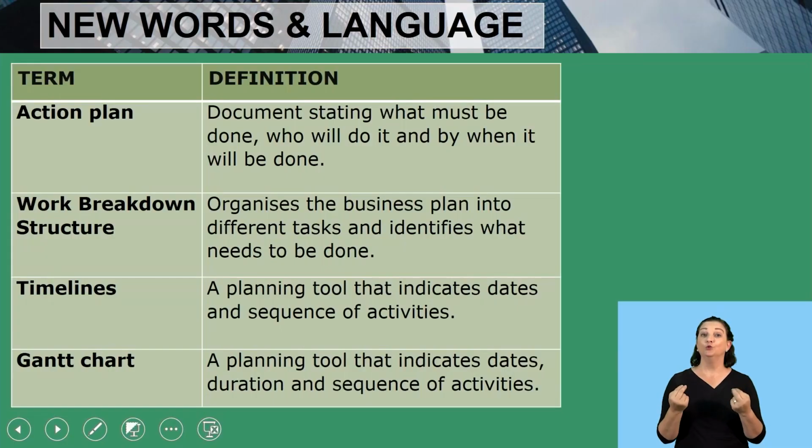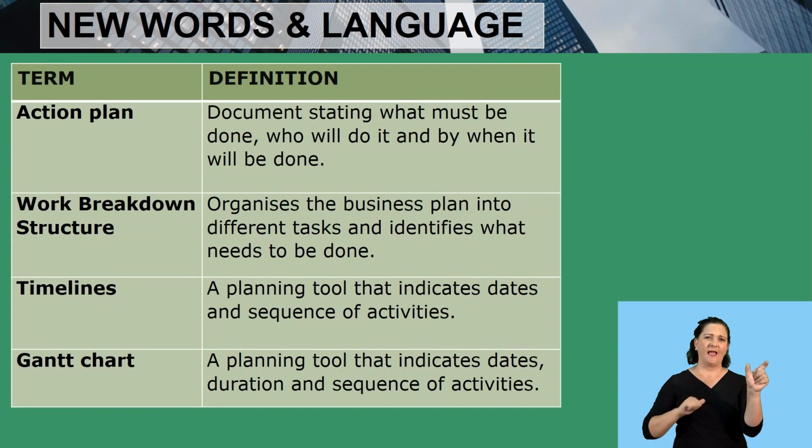Now, let's look at the new words and language that we are going to come across throughout the lesson. Action plan: a document stating what must be done, who will do it, and by when it will be done. Then we have work breakdown structure: it organizes the business plan into different tasks and identifies what needs to be done. Then we have timelines, a planning tool that indicates dates and sequence of activities. And lastly, we have our Gantt chart, a planning tool that indicates dates, duration, and sequence of activities.